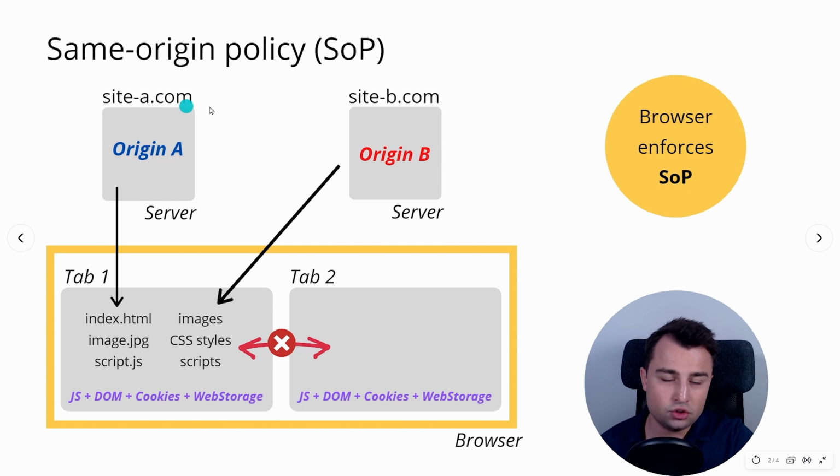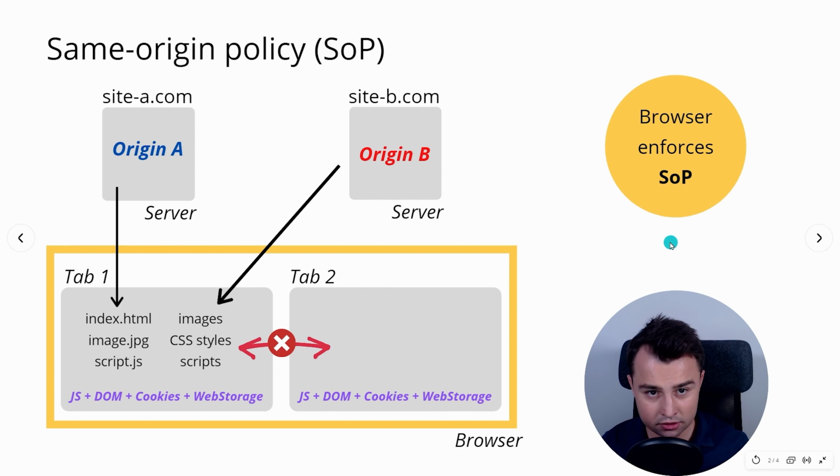So imagine that you have siteA.com, which we'll consider our origin A, and the browser fetches this website from the server. And then we have origin B that is hosted on siteB.com. Imagine that you fetch index.html, image.jpg, script.js, and inside of a single tab, we have this secure context with JavaScript running, the DOM, document object model, cookies, and web storage. And if this second origin is loaded in a different tab, they cannot communicate with each other. They are isolated. But you can still fetch resources from a different origin. For example, you would be able to load images, CSS styles, or scripts to enrich your website with resources from a different origin.